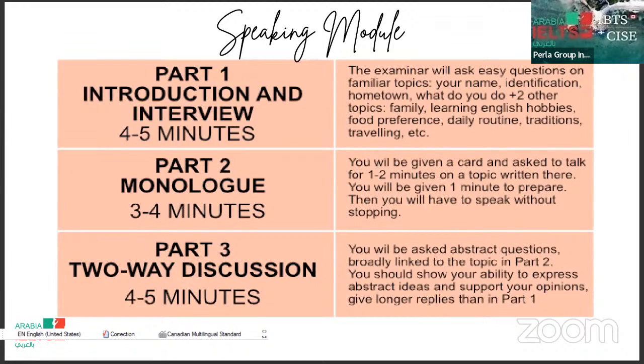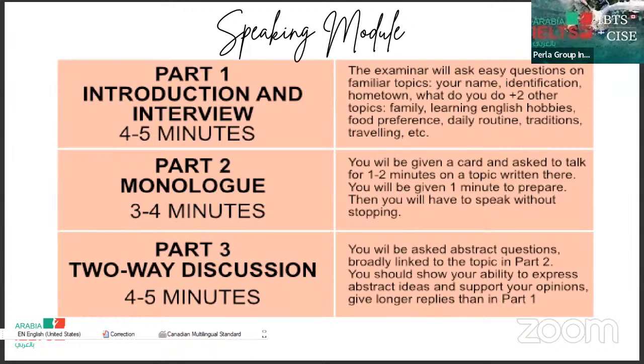What are your hobbies? Do you prefer a specific type of food, and so on? Okay, do you like traveling? So it's just like you are getting to know a person, right? And in part 2, you'll have a specific card in front of you, either on paper or on the screen.